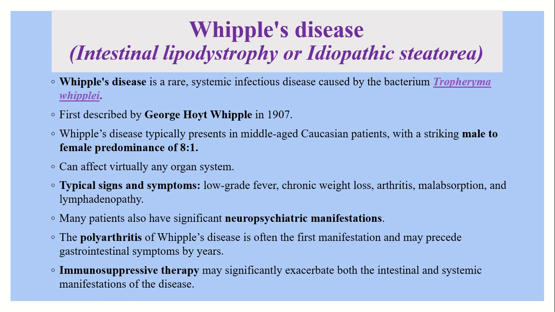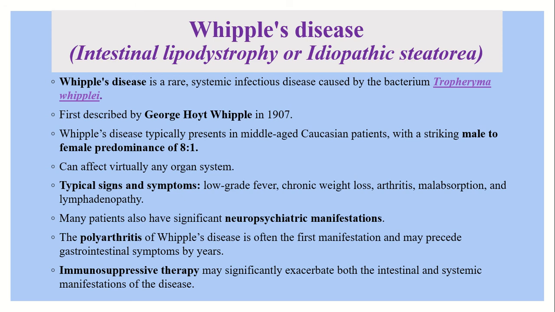Whipple disease, another name intestinal lipodystrophy or idiopathic steatorrhea. Whipple disease is a rare systemic infectious disease caused by the bacterium Tropheryma whipplei, first described by George Hoyt Whipple in 1907. Whipple disease typically presents in middle-aged Caucasian patients with a striking male to female predominance of 8 to 1.